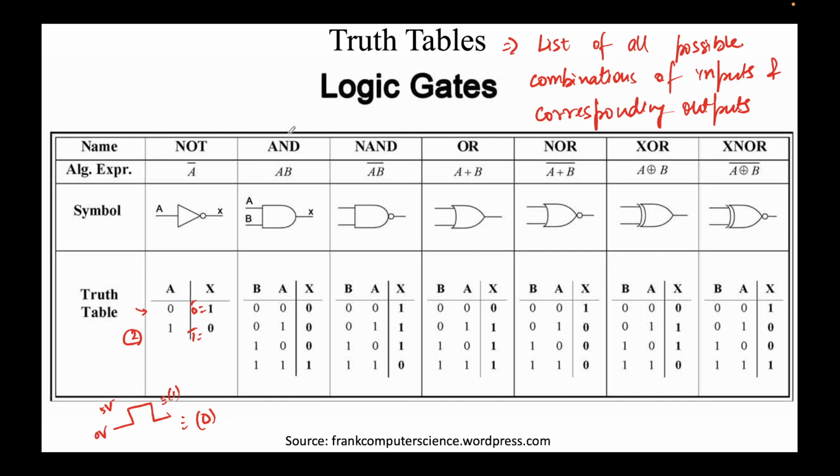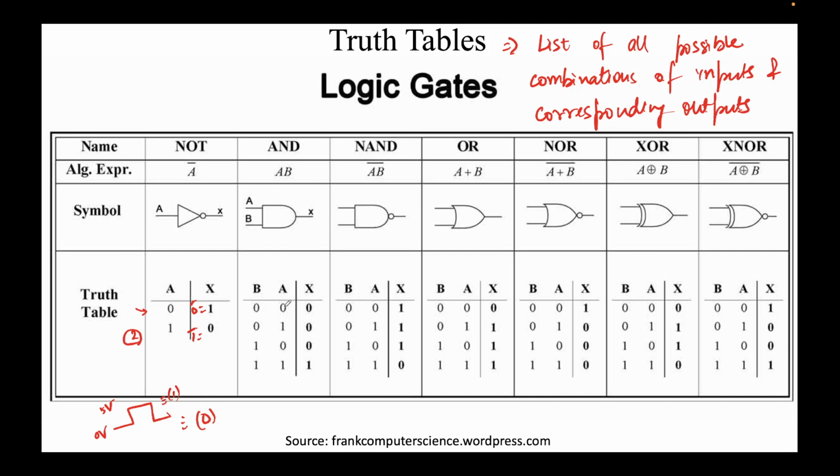In this case, we have an AND gate. This is a 2-input AND gate. This is the symbol. The two inputs are A and B and the output is X. If I want to make the truth table, I'll write combinations of all the inputs. There are two inputs, so there can be 2 raised to the power 2 possible combinations. That is, A and B both are 0, B is 0 and A is 1, B is 1 and A is 0, and both are 1.